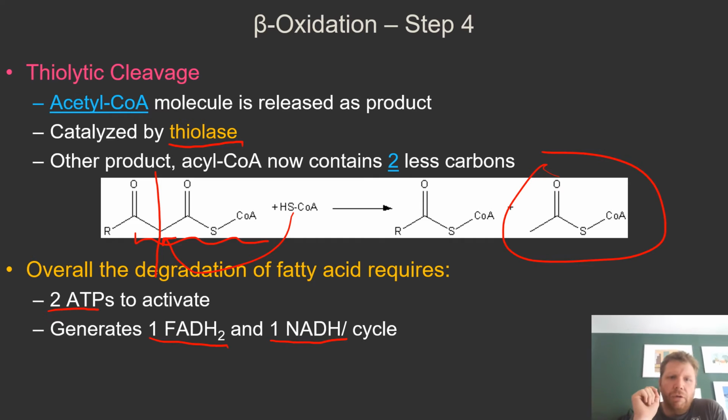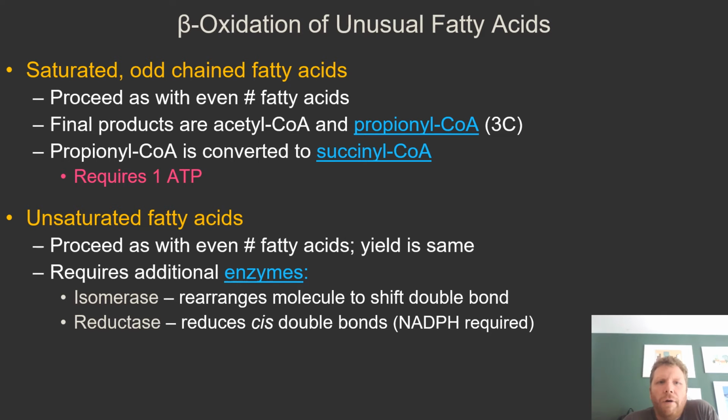You have to invest 2 ATPs, but you're going to get 1 FADH2 and 1 NADH out of that. Now, for a saturated and an odd chain fatty acid, we're going to proceed as normal with even number fatty acids. So if you've got a chain that's 19 carbons long, you're going to go through breaking off 2 carbons at a time until you get to propionyl-CoA, which is a 3-carbon molecule.